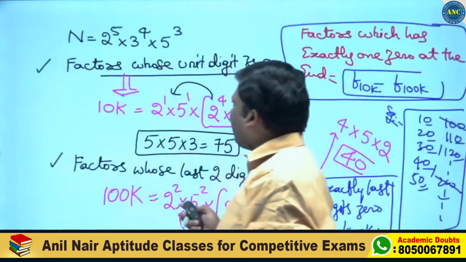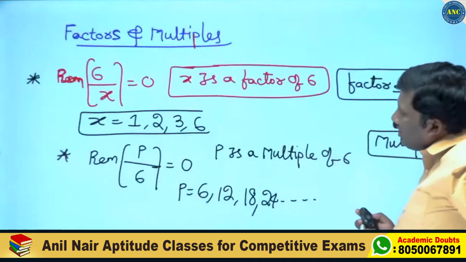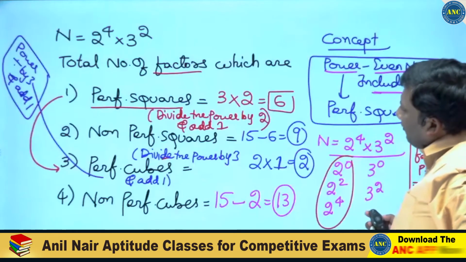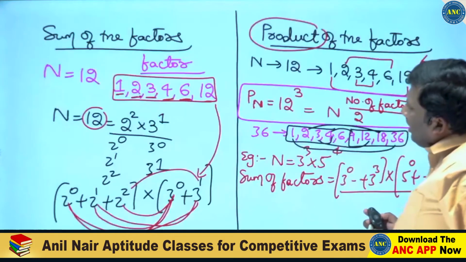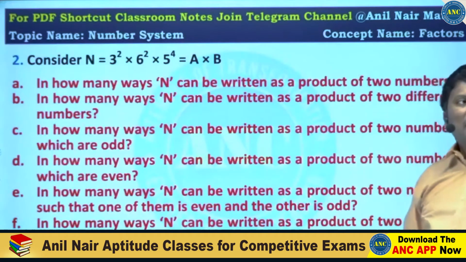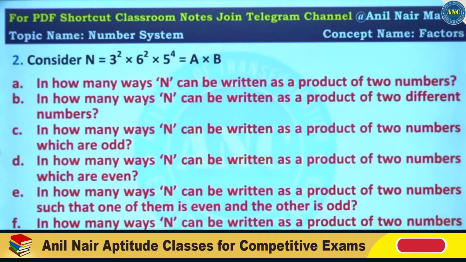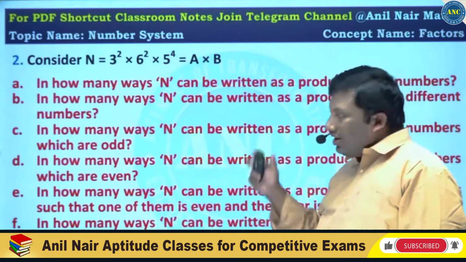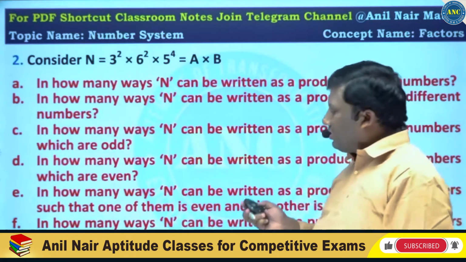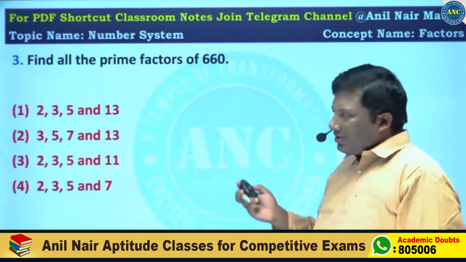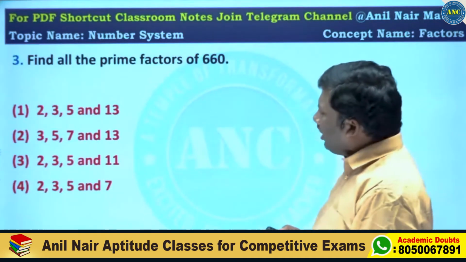Factors which are perfect squares, not perfect squares, unit digit, how to find the prime factors, odd factors, even factors, sum of the factors and product of the factors. Then another 6 concept-based questions. I think first we will solve some easy questions, 2-3 questions.